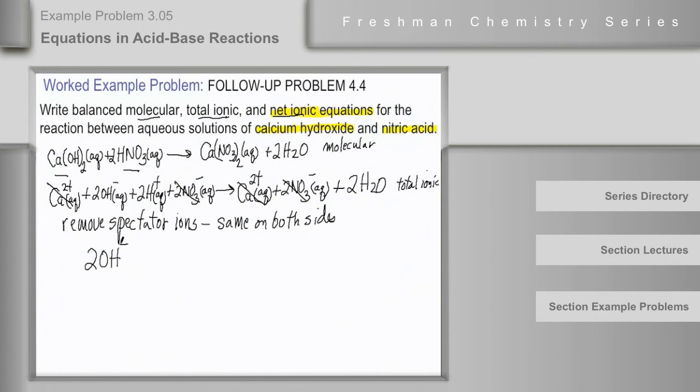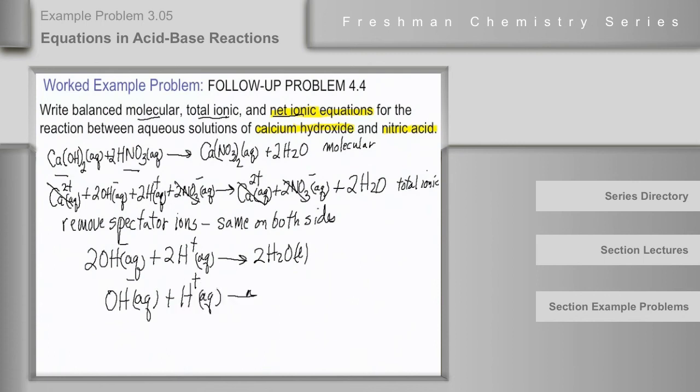What's left after we have done that is the net ionic equation, which in this case you can see is 2OH- aqueous plus 2H+ aqueous going to 2H2O. And of course we can simplify that one step and divide through by 2 to get it as simple as possible. We could say it's OH- aqueous plus H+ aqueous going to H2O liquid. So this will be the net ionic equation.